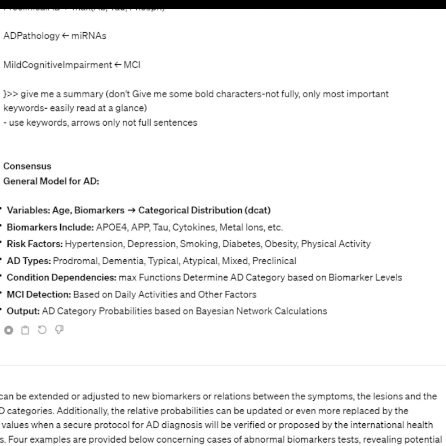General model for AD variables: age and biomarkers, with a categorical distribution. Biomarkers include ApoE4, A-beta, tau, cytokines, metal ions, etc. Risk factors: hypertension, depression, smoking, diabetes, obesity, physical activity. AD types: prodromal, dementia, typical, atypical, mixed, preclinical. Condition dependencies: max functions determine the AD category based on biomarker levels. MCI detection is based on daily activities and other factors. Output: AD category probabilities based on Bayesian network calculations.